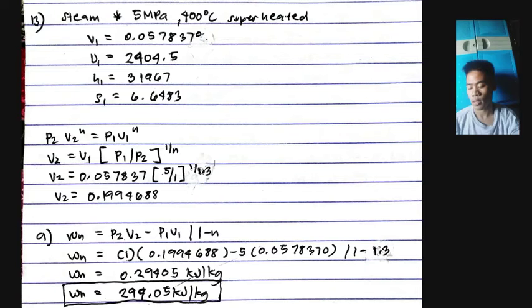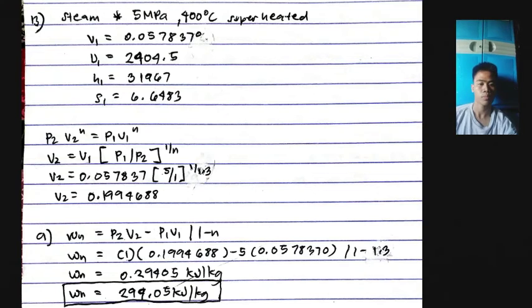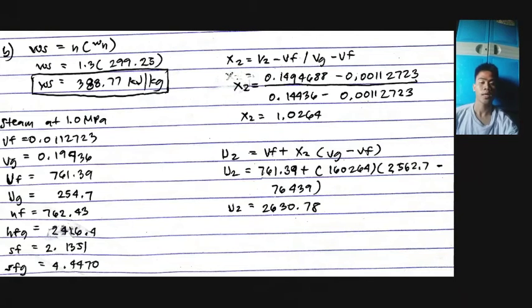So next, letter A, finding the value of Wn, and so Wn equals P2 V2 minus P1 V1 over 1 minus n, and by substituting it, Wn equals 1 times 0.1994688 minus 5 times 0.0578370 over 1 minus 1.3, and by calculating it, our Wn equals 0.29405 kilojoule per kilogram, and also it will be 294.05 kilojoule per kilogram.